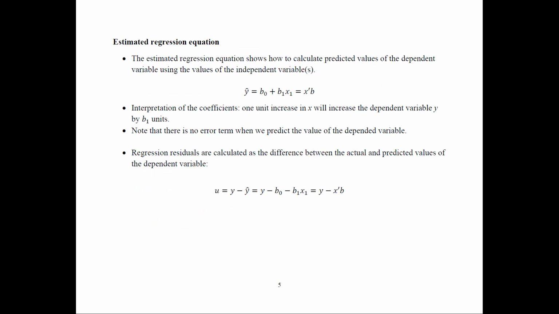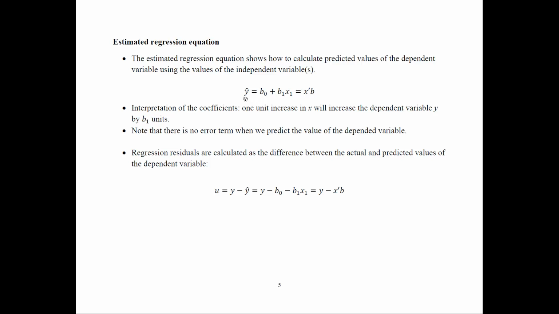So once we have the regression model, this is the estimated regression equation, which shows how to calculate the predicted values of the dependent variable using the values of the independent variable. So here we have y hat equals b0 plus b1 x1, and it's equal to x prime b. So notice actually three differences from the equation that we had before.